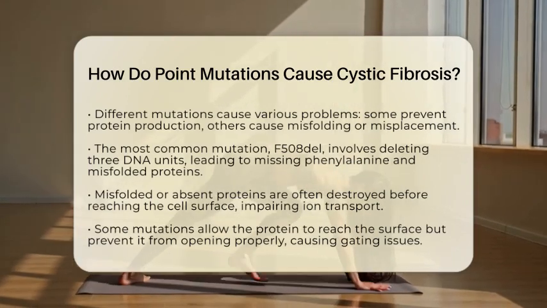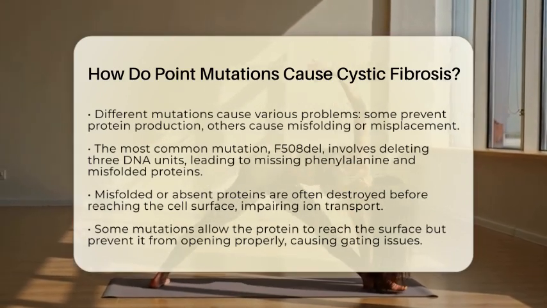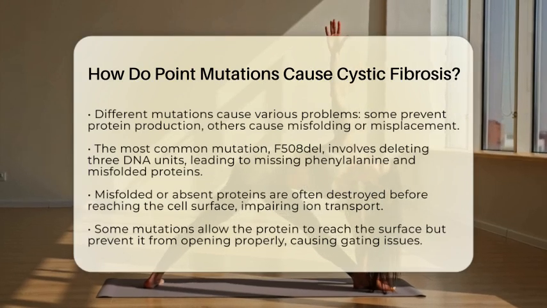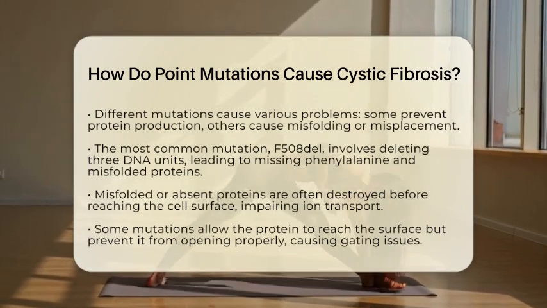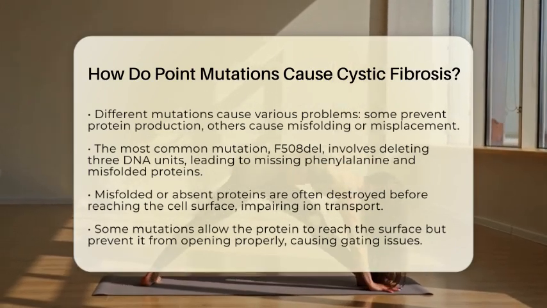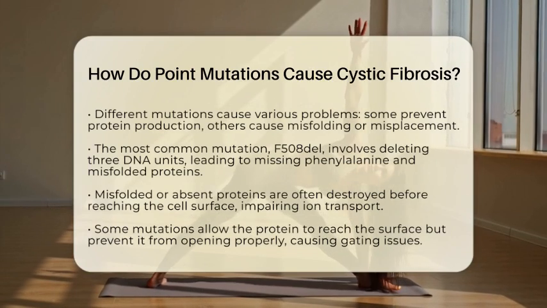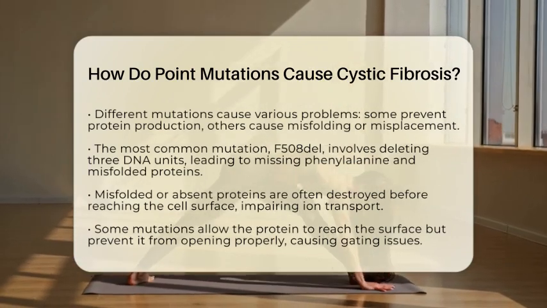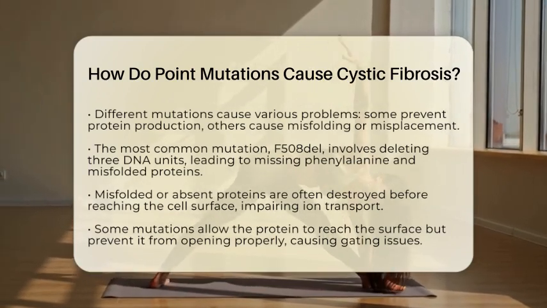The most common mutation, called F508del, is a deletion of 3 DNA building blocks that results in missing phenylalanine, an amino acid important for proper folding. When this happens, the protein is misfolded and is usually destroyed before it can do its job.